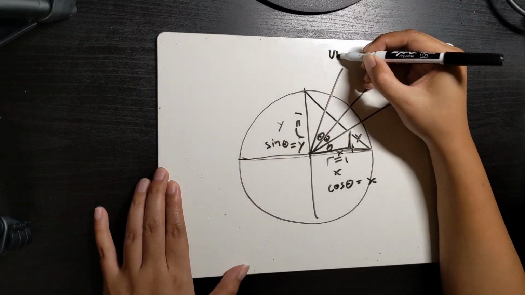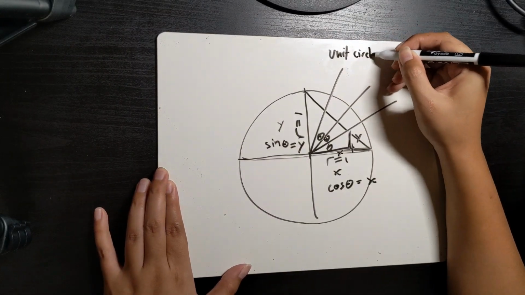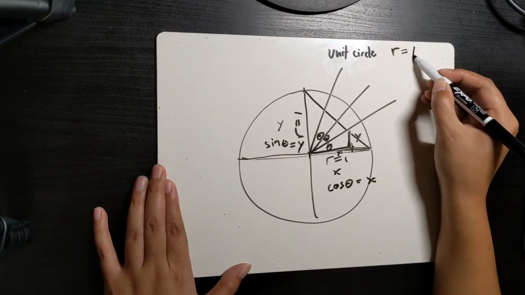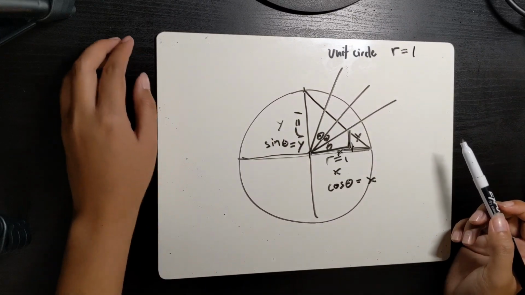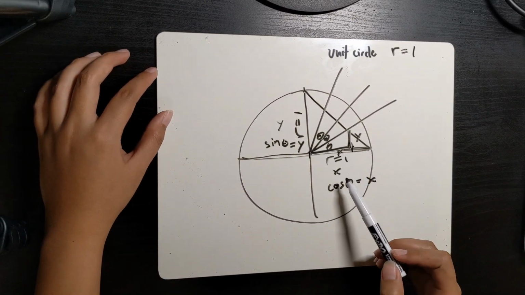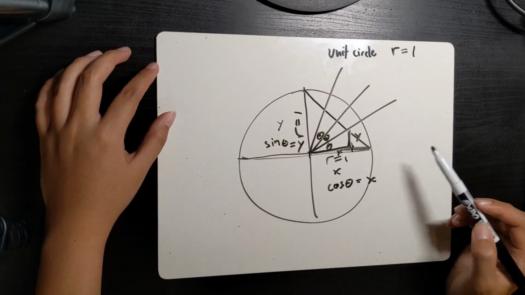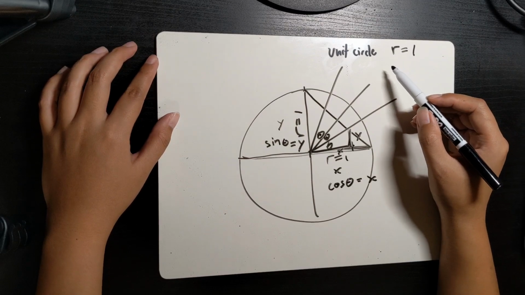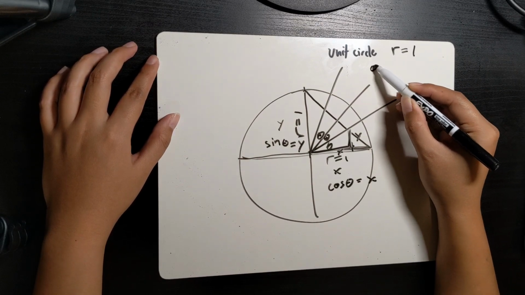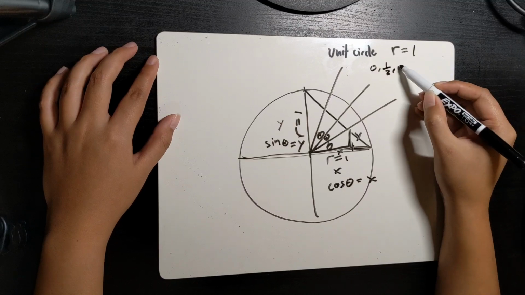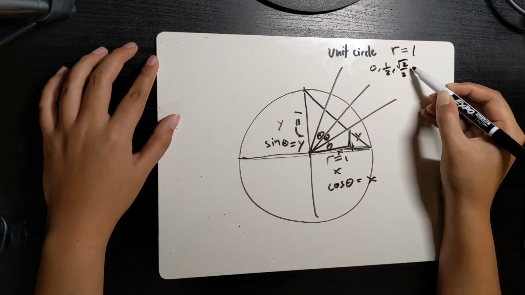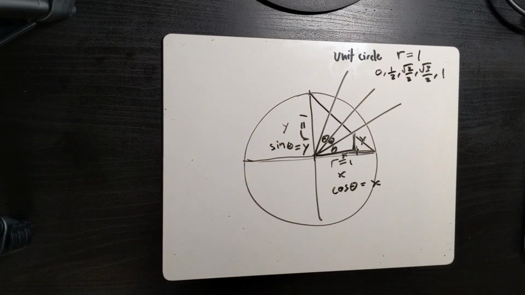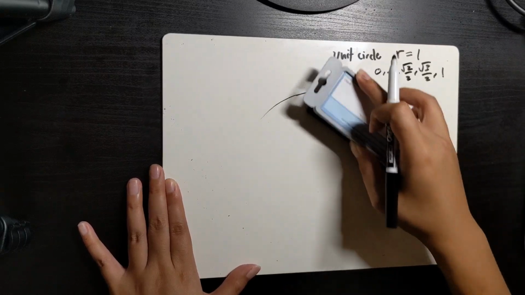So, a unit circle, we know, is a circle that has a radius of 1 unit. So the maximum value that the x and y could be for a unit circle is 1. It can't be greater than 1. Other options, I'll list them in ascending order, are 0, 1/2, square root 2 over 2, square root 3 over 2, and 1. And we're going to complete the unit circle.